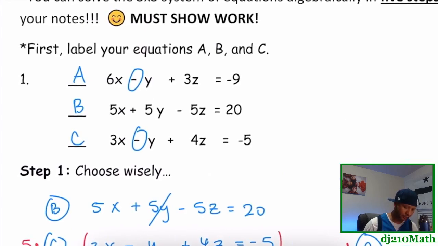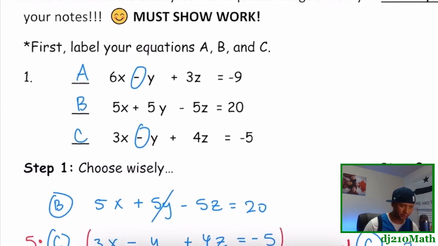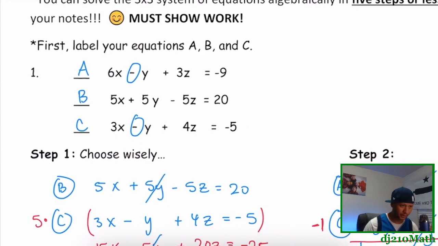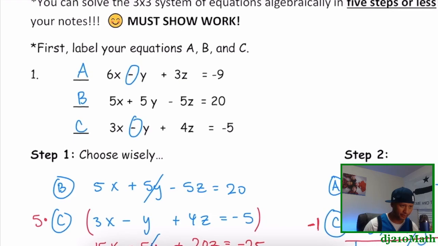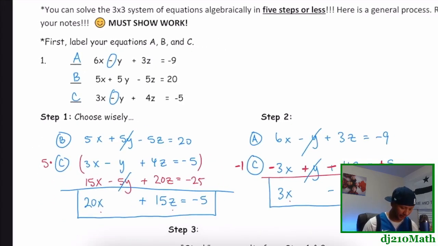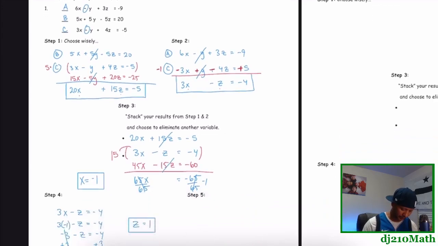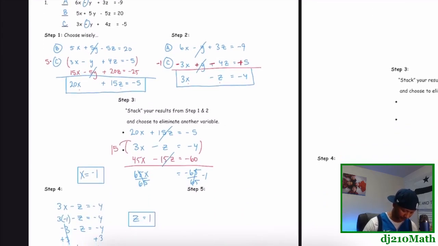So I'm going to choose, it doesn't matter which one, but let's go with B. I like counting by fives. So this is going to be 5x plus 5y minus 5z is equal to 20.